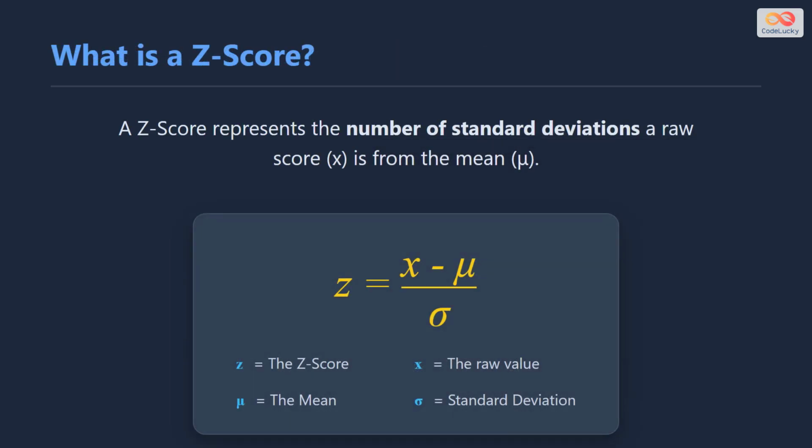So, what is a z-score? Put simply, a z-score tells you how far a specific data point is from the mean, measured in standard deviations. If you have a raw score x, you subtract the mean mu and divide the result by the standard deviation, sigma. This standardizes your data so we can use the z-table.